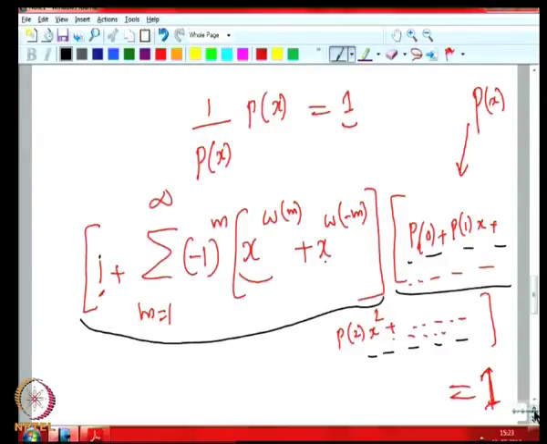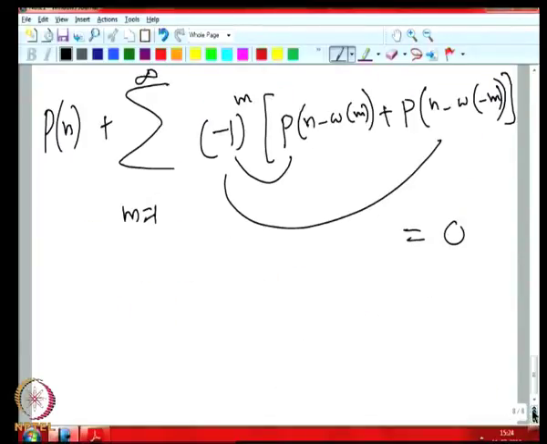And for each other term, right. For a term like x raised to omega of m will contribute minus 1 raised to m into p of n minus omega of m. A term like x raised to omega of minus m will contribute minus 1 raised to m into p of n minus omega of minus m, right. So that together when you multiply we will get x raised to n. So all these contributions are added, therefore the final contribution is this p of n plus the sum from m equal to 1 to infinity of this thing, and this has to be 0.